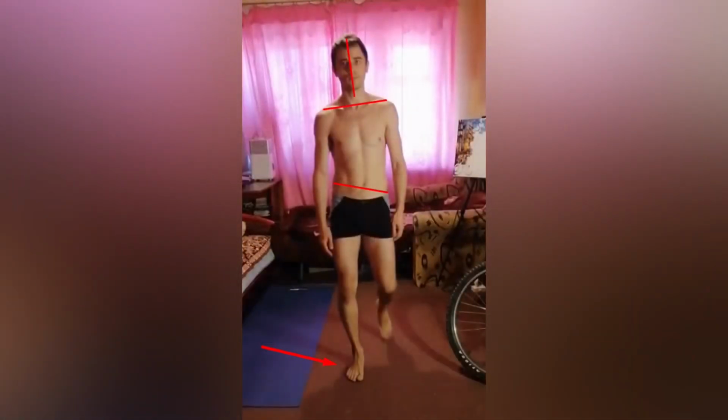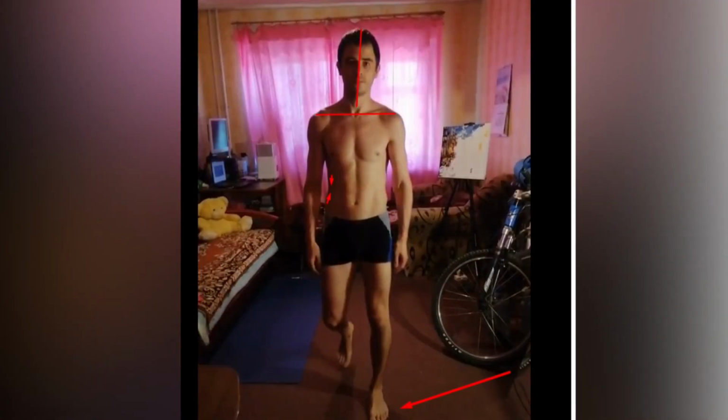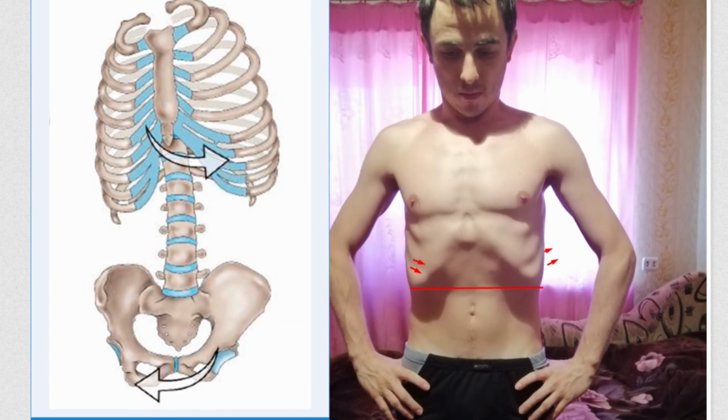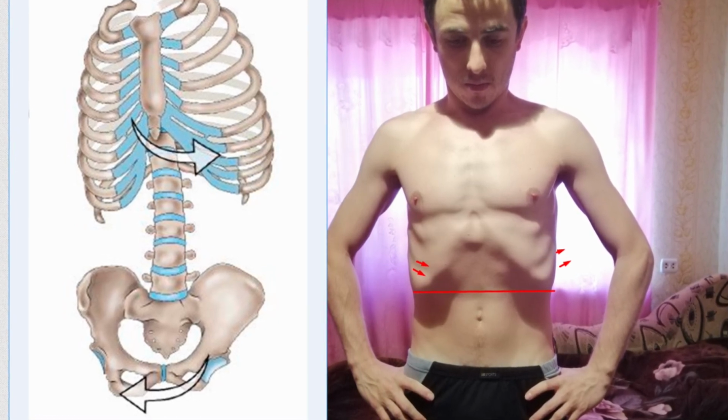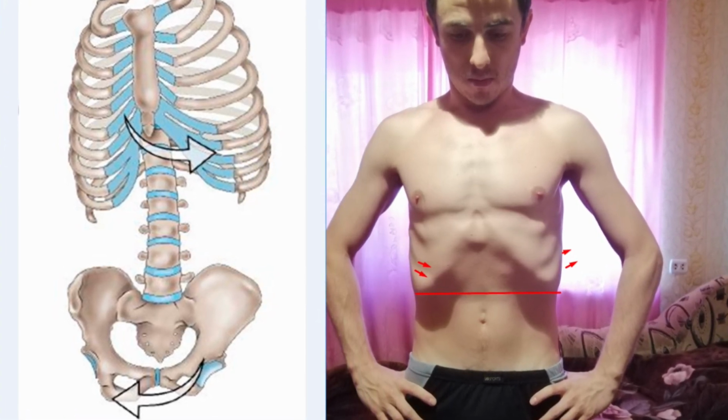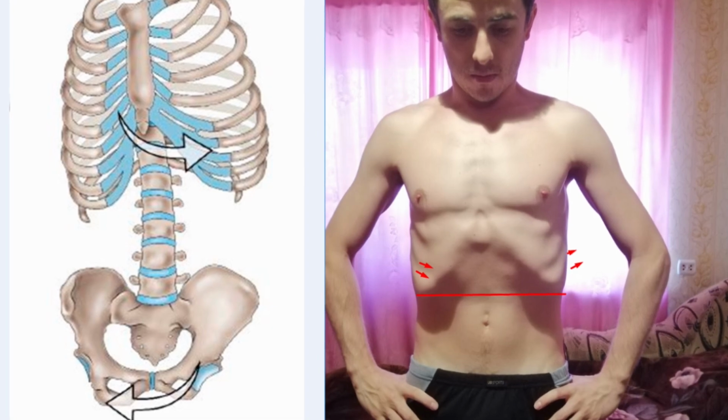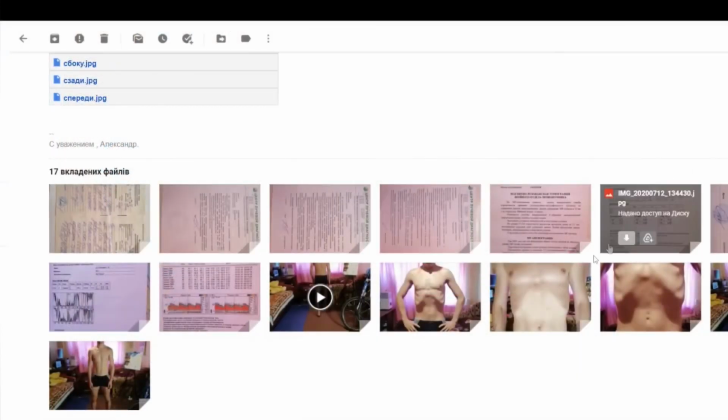Some specialists refer to this as lateral pelvic tilt. However, I believe that the term lateral pelvic tilt is outdated. So let me tell you about my patient. His name is Alex, and he's from Kharkiv, Ukraine. Before working with me, he was going from physician to physician, but without any success. He met me online, and we started to work.